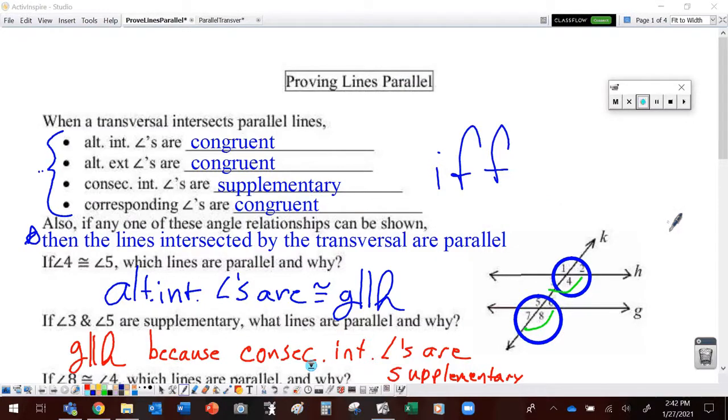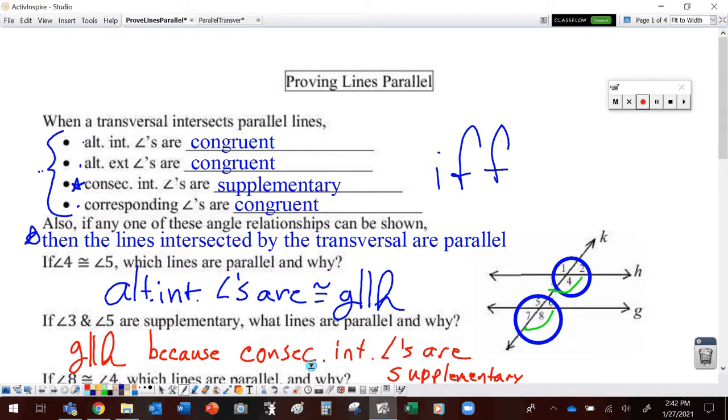Last time we were together, we were talking about the angle relationships that exist when you have parallel lines intersected by a transversal. Alternate interior angles, alternate exterior angles, and corresponding angles are all congruent, and consecutive interior angles are supplementary. And we were using these relationships to determine which pairs of lines were parallel.